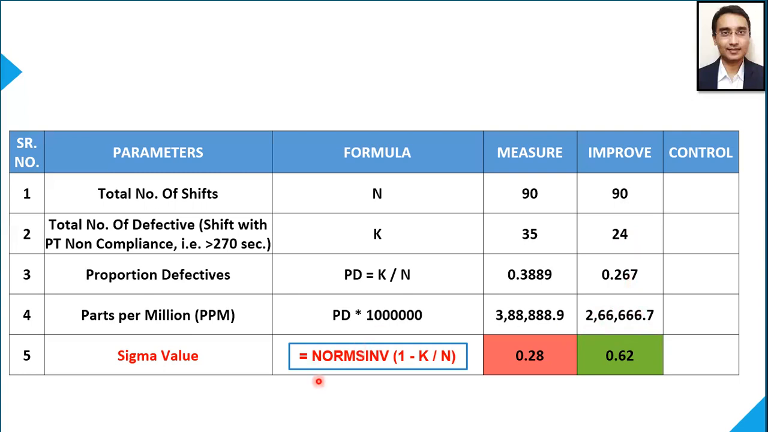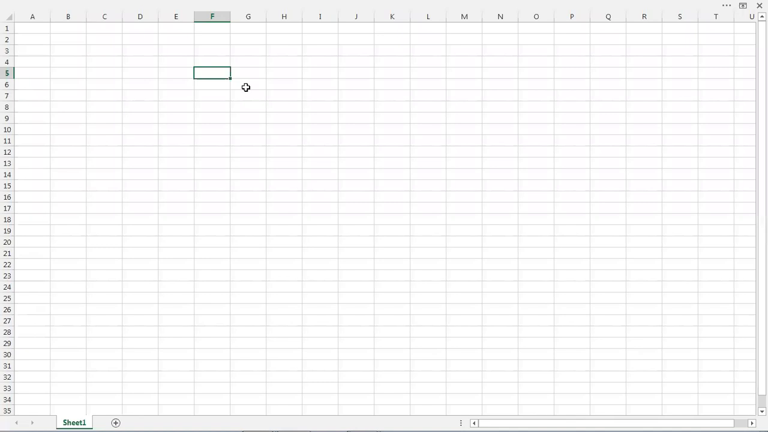Sigma value, if you remember, is equal to NORMSINV of (1 minus PD). Previously, in the measure phase, we had 0.28. Now it has improved to 0.62. Yes, it is relatively low, but we have improved from the previous state, and that is the sign of the improvement. So from 0.28 in the measure phase, we have improved to 0.62. This is about the capability analysis, or calculating the capability indicators. Shall we go back to the spreadsheet and check it again the way we did it in the measure phase? Let's get back to the spreadsheet.